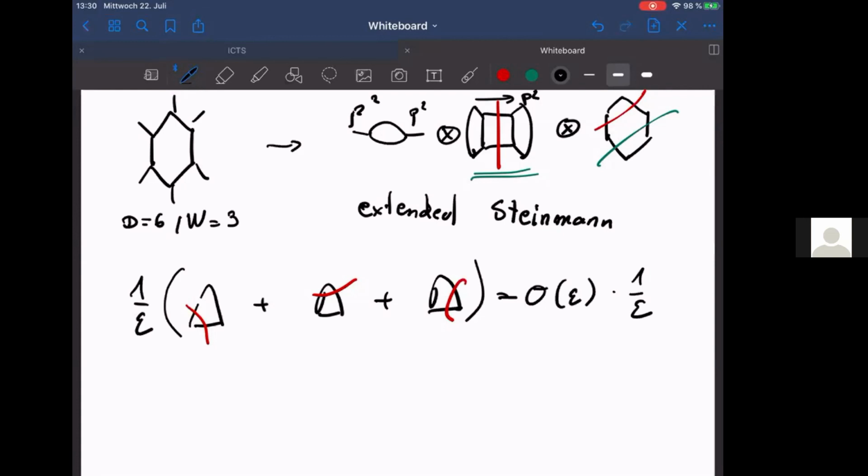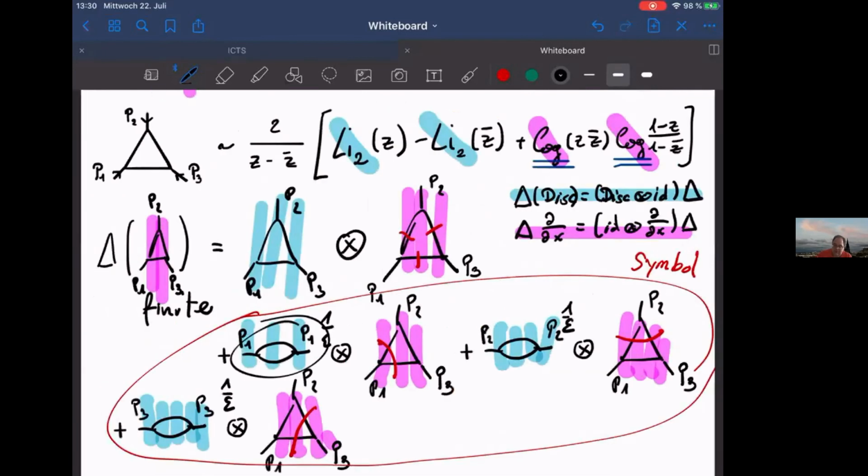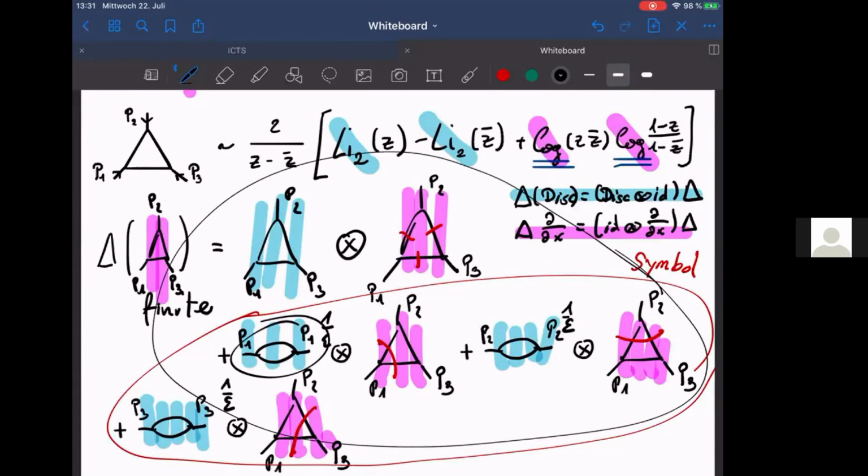Right. However, that one does not correspond to... so the non-trivial thing is that this expression here, which is graphs and cut graphs, is the same as if I had acted with the co-product on the polylogs on every single polylog in this expression.